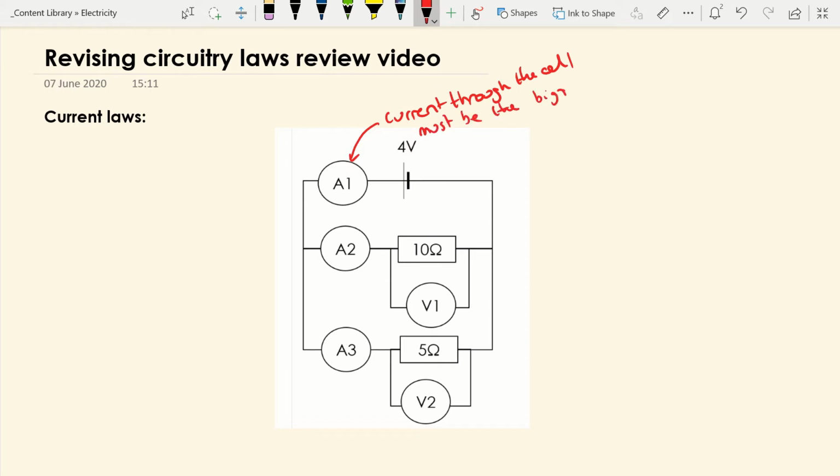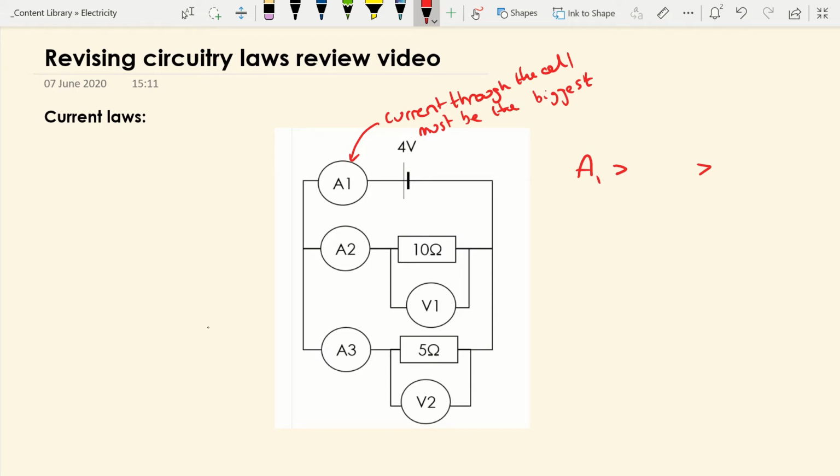And quite a few people didn't have that one, but if you think about it, the current is coming through your cell here, and then it will split. Some of it will go here, some of it will go here. So A1 is going to have to be the biggest one. So we can already put the first one in our ranking system. We know which one has to be the biggest.